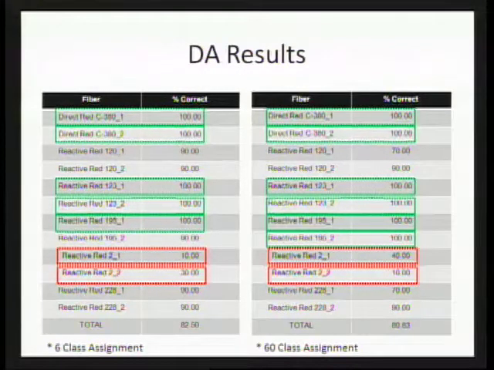Reactive red 2, which was the one that was split between 2 classes, we saw that those 2 unique fibers were classified as itself 100% of the time. But here, the reactive red gets confused with reactive red 120 and reactive red 228, so its accuracy is much lower.